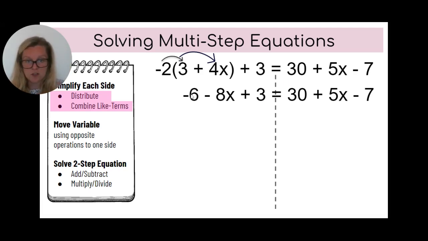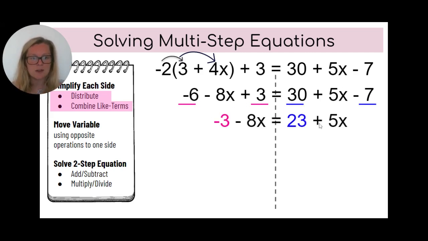So just looking on the left, I have -6 and a +3. They're both constants. Then on the right side, I have 30 and -7. Notice I did not look left and right yet. I'm staying on the left and I'm staying on the right. Okay, so -6 plus 3 gives me a -3, and then 30 minus 7 gives me 23. At this point, we have simplified each side.